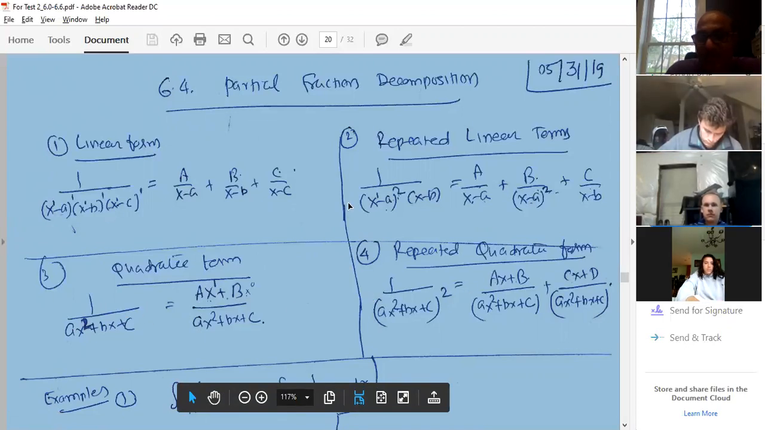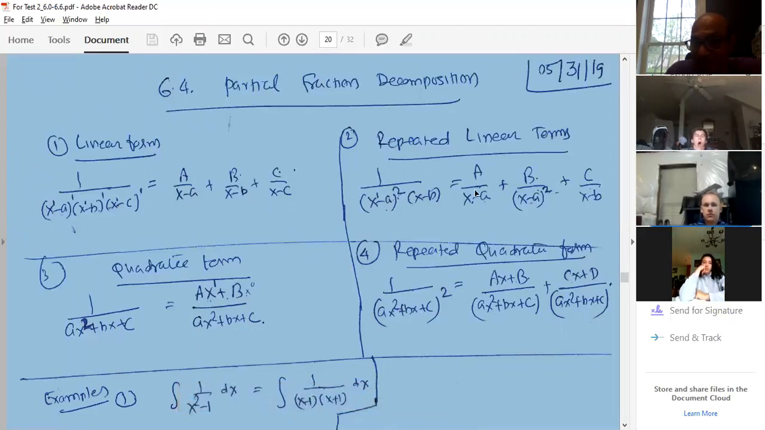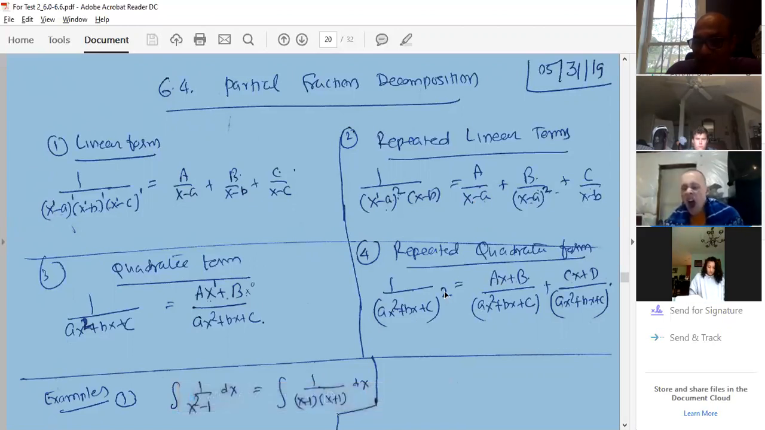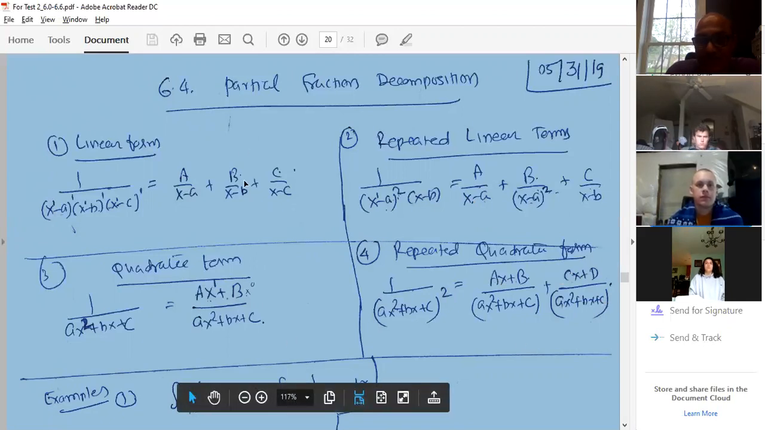That means just like this one, (x − a)². So same, suppose (2x² + 3x + 2) and whole square. Whenever you have a whole square, something like that, a repeated quadratic form, first the linear form, a over x − a. Then the first quadratic form, (Ax + B) over (Ax² + Bx + C). And for this repeated quadratic form, another two constants, (Cx + D) over (Ax² + Bx + C)². So please keep these four forms in mind.